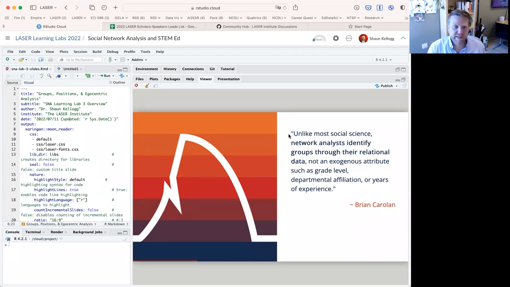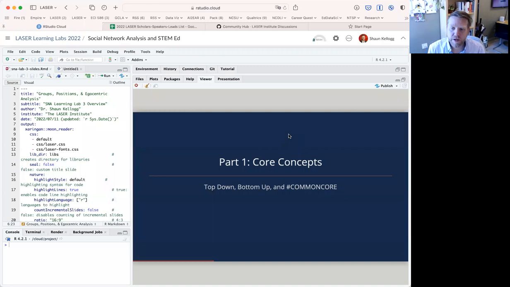So it's a different way of thinking about belonging to a group. You belong to a group based on your relationships with other individuals and their relationships with other individuals, as opposed to some sort of trait that's placed upon the individuals. All right, so in part one, we're going to talk about ways to identify groups, top-down approaches, bottom-up approaches, and then we're going to look at an example from the literature from a really fun project called #Common Core.